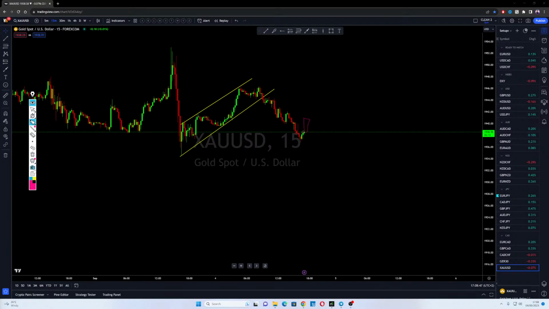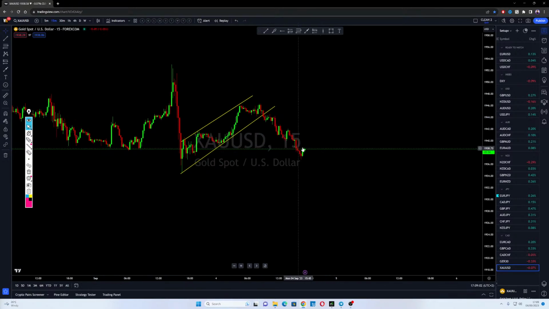What the fuck is this? My pen didn't work. Your drawing is funny. Yeah, I'm not an artist. Yeah, you're a trader. Yeah, I'm a trader. I can draw with money, but not with pen.